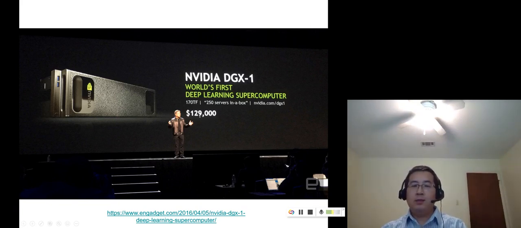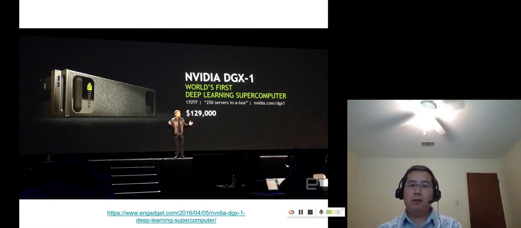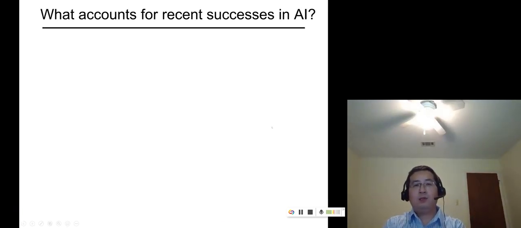But even with that discount, it's still too expensive for me. This one was 129K. Of course, maybe now it's much cheaper. And my previous postdoc supervisor, I think, purchased one. They have enough funds to purchase this deep learning supercomputer. Okay, let's look at the next one.